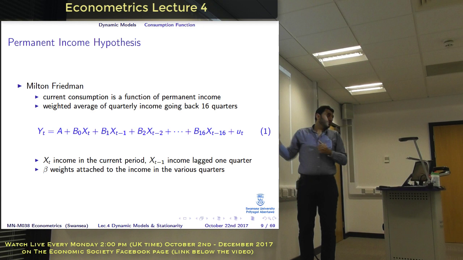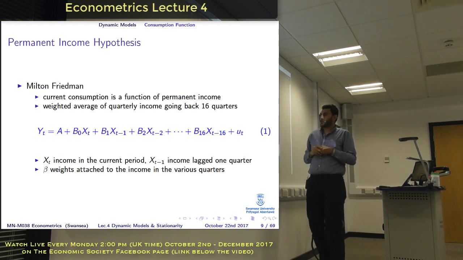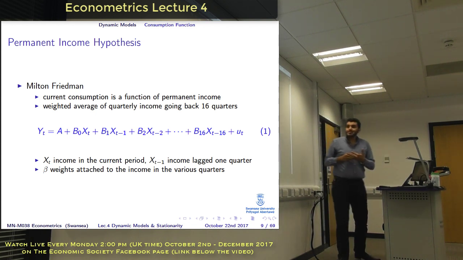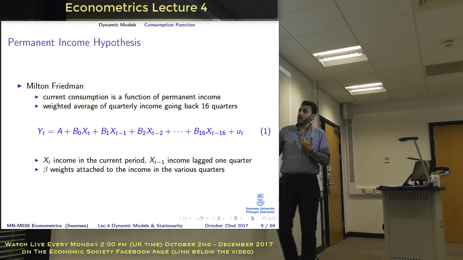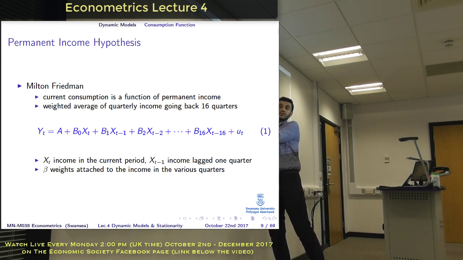And as I said, in this paper, they went back to 16 lagged quarters. This was quarterly data. So what we looked at so far is this part of the model.